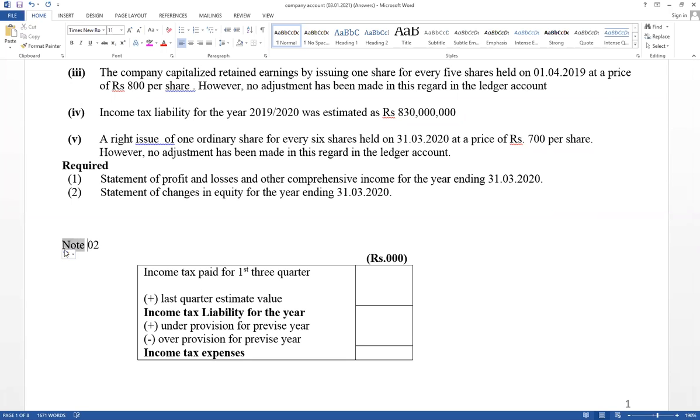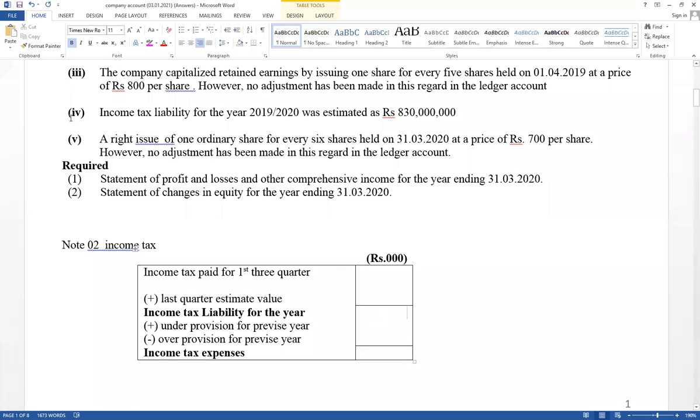You have to prepare a separate note for income tax. Therefore, topic: income tax. Income tax paid first three quarter, it is available in the trial balance, plus last quarter estimate value. Then the answer is income tax liability for the year. Then you have to adjust the previous year gap. It may be under provision, it may be over provision.